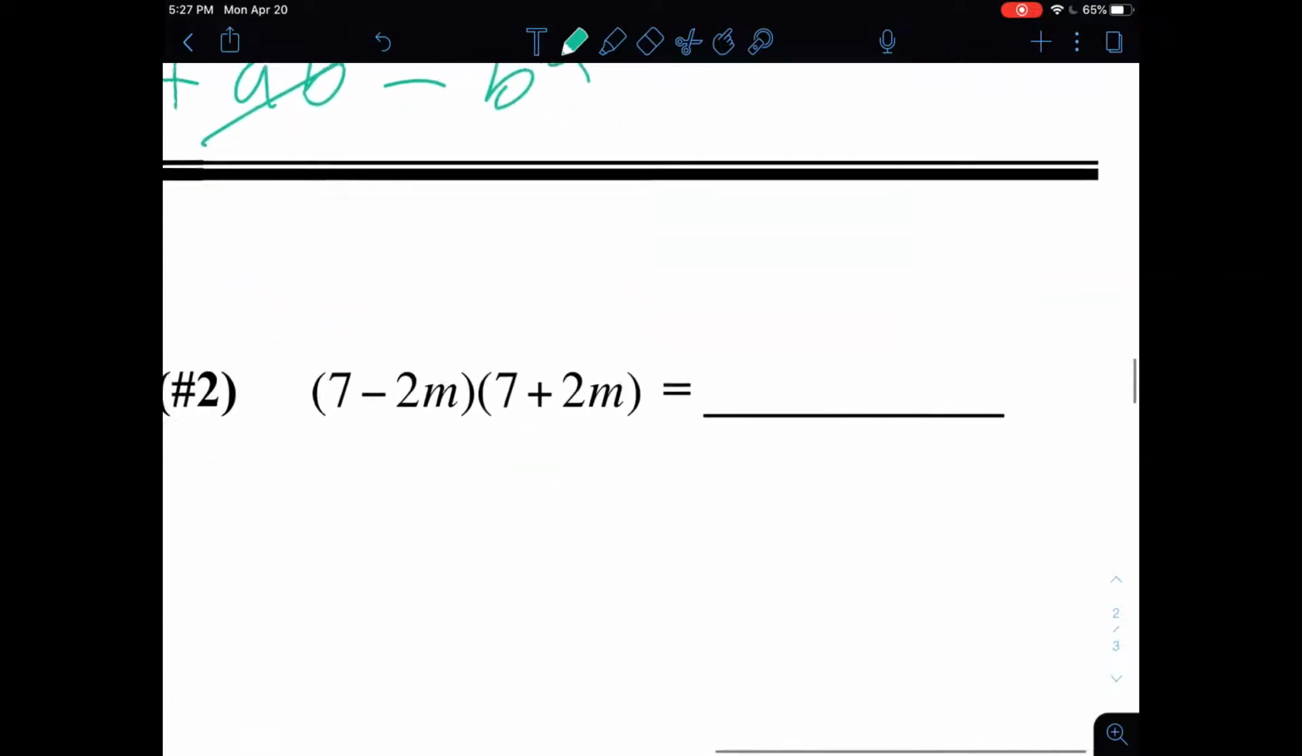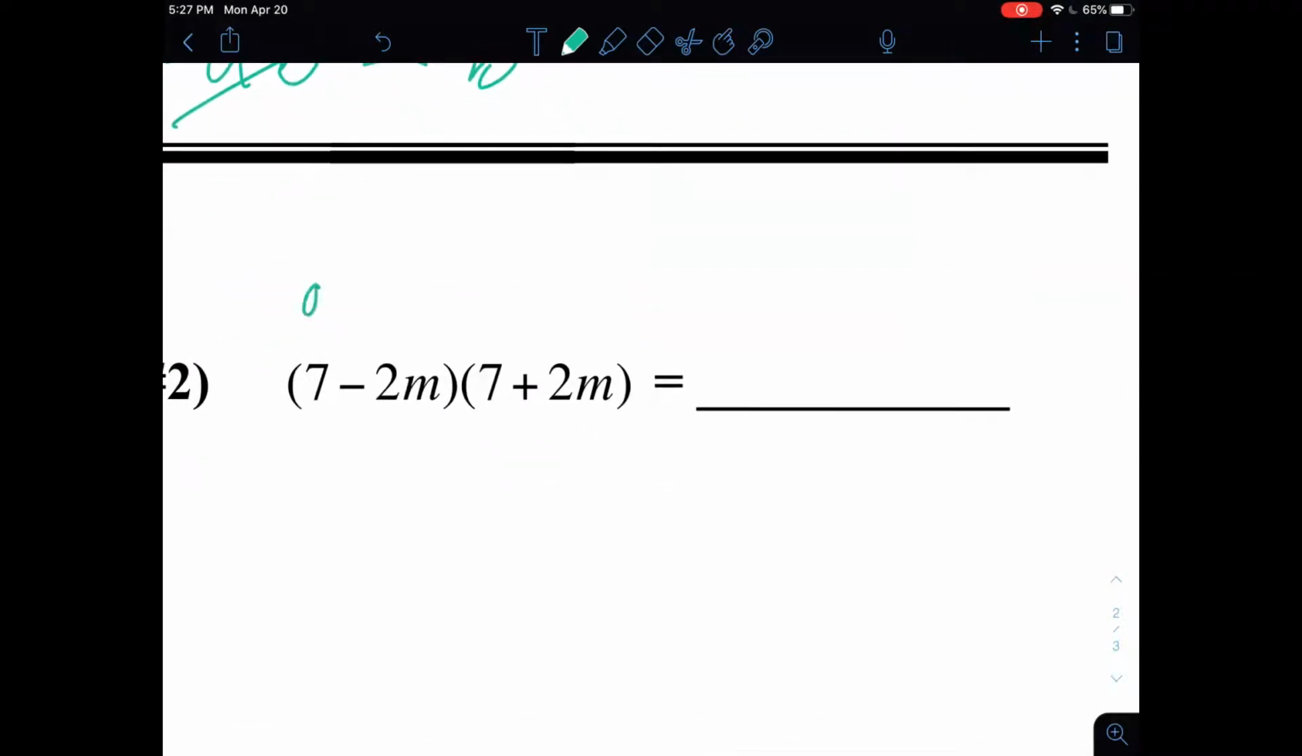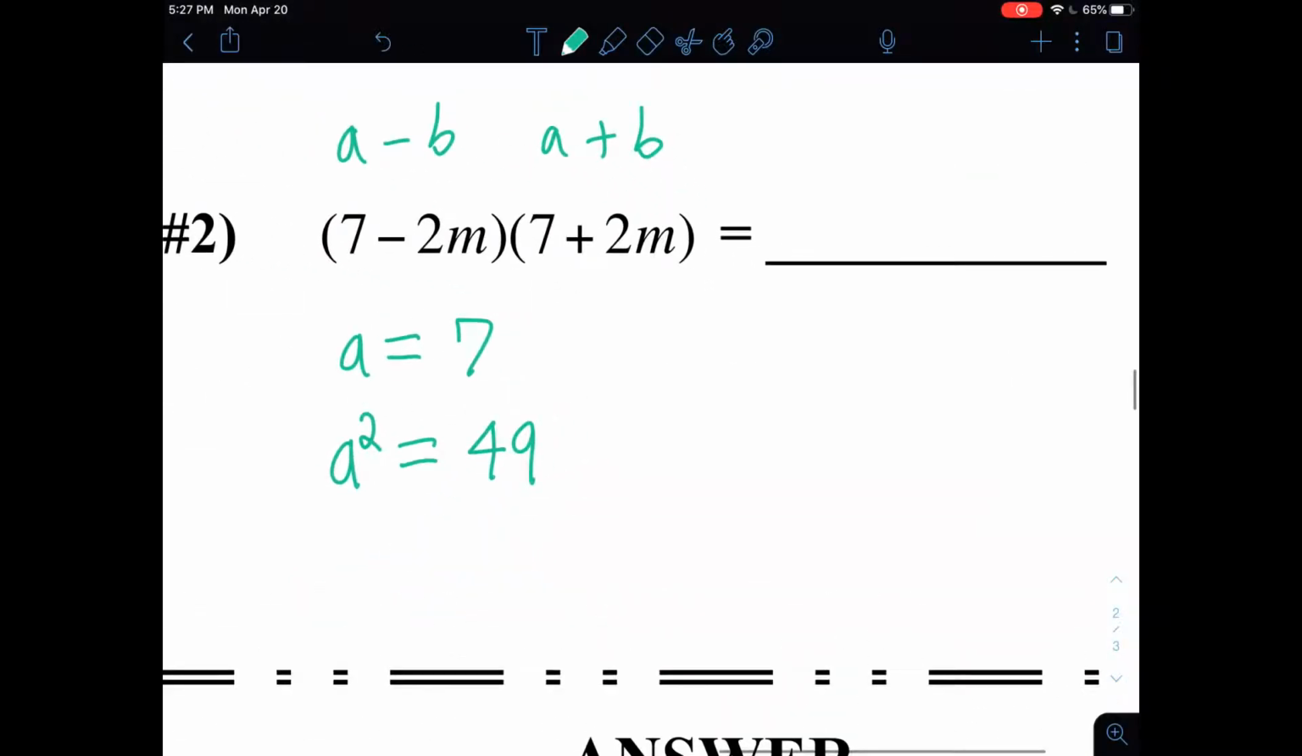So number 2, remember this is actually a minus b, a plus b. So what's our a in this problem? Hopefully you said 7. So that means a squared, if a is 7, what's a squared? Is it going to be 14 or 49? Hopefully you said 49 because it's 7 times 7. Okay, don't forget the squared means 7 times 7 and not 7 times 2.